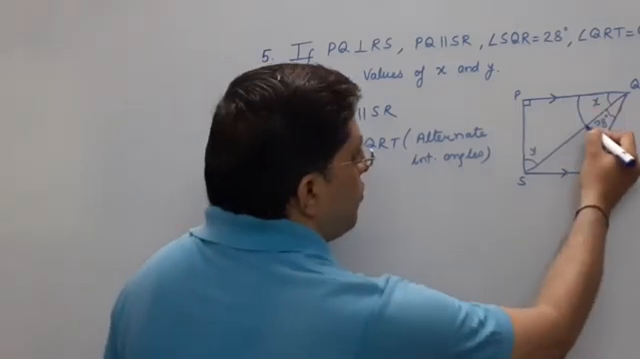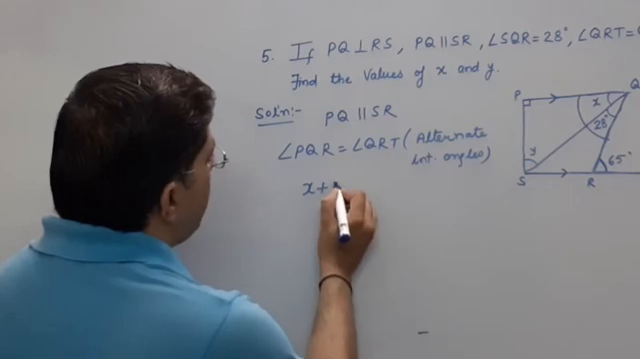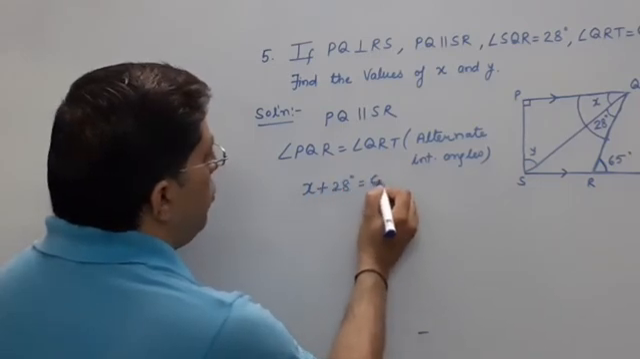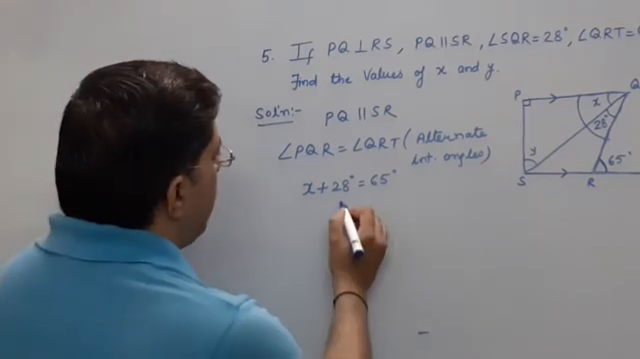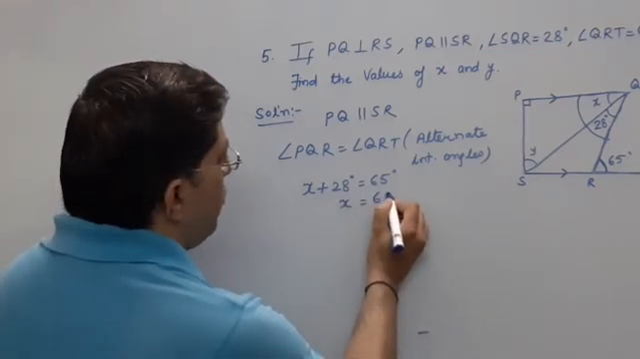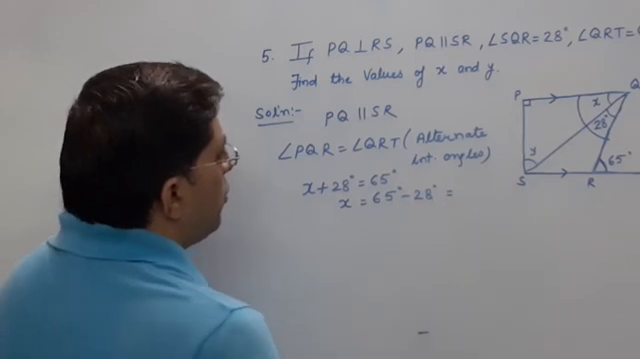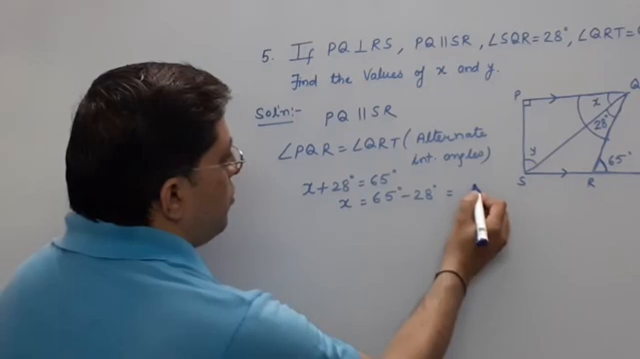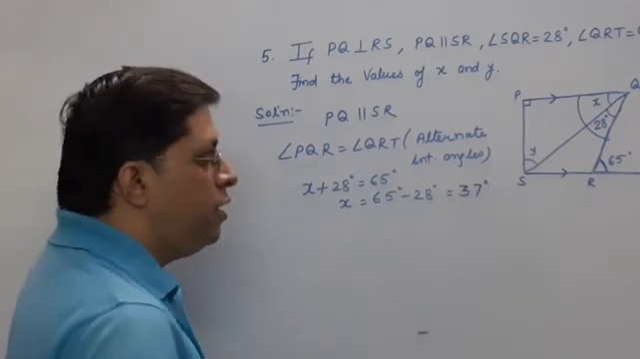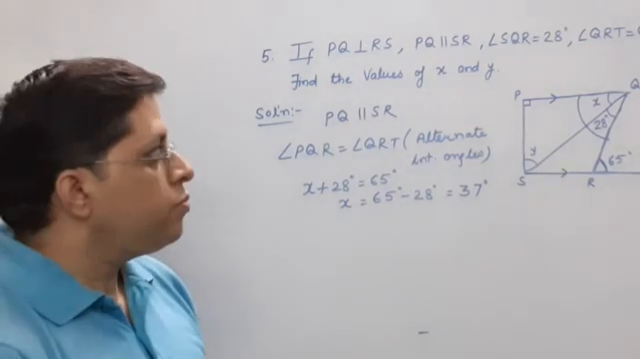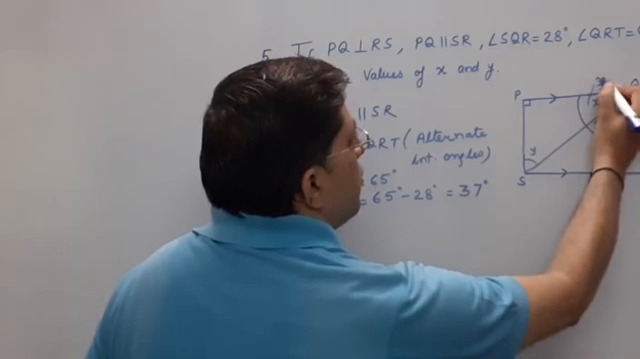What is actually angle PQR? Angle PQR is your X plus 28 degrees. I am writing here X plus 28 degrees is equal to QRT, which is given to you as 65 degrees. Then what will be X? 65 degrees minus 28 degrees. See, 15 minus 8 is 7, 5 minus 2 is 3. 37 degrees is your X.